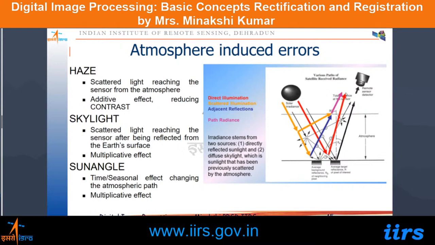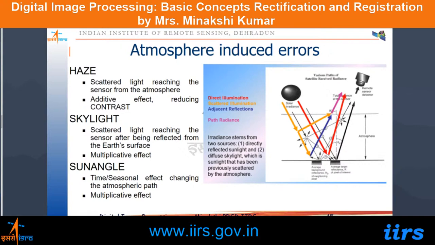Now this is not so simple that it gets only scattered light. There is another reflection. What happens is, if this is the pixel from which the value is being recorded, there are neighboring pixels also. Now, the sun's energy is reaching the neighboring pixel also. Some energy gets scattered here also, which in turn illuminates this pixel also. So the energy which is coming is not only direct illumination, but the adjacent reflection. So this pixel is also illuminating this pixel.